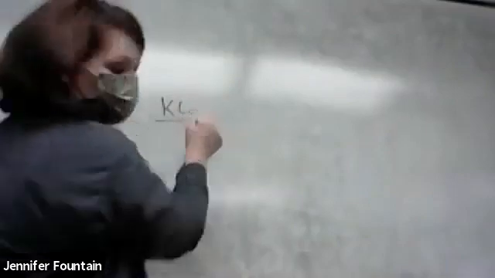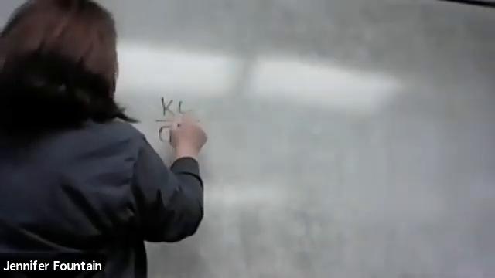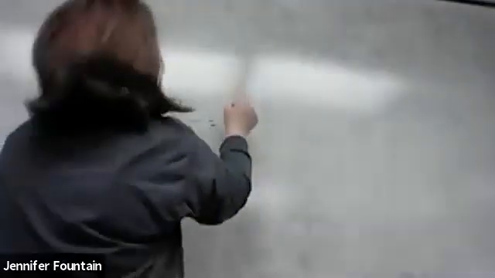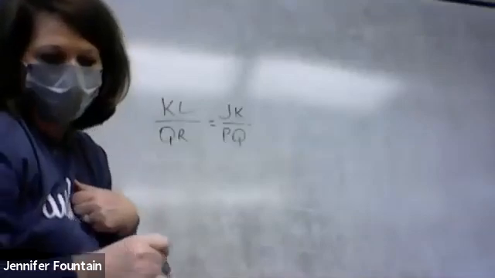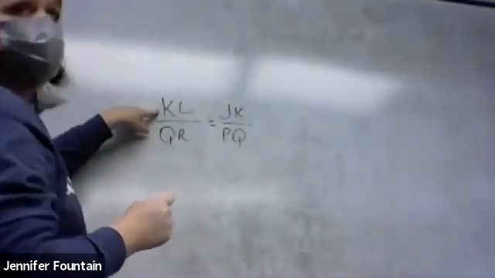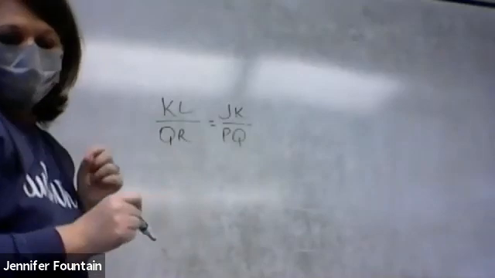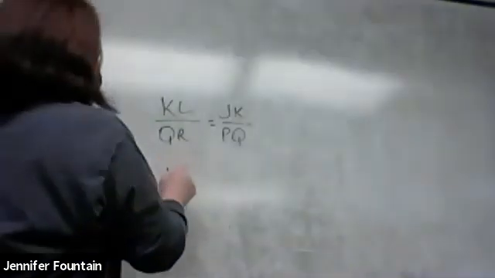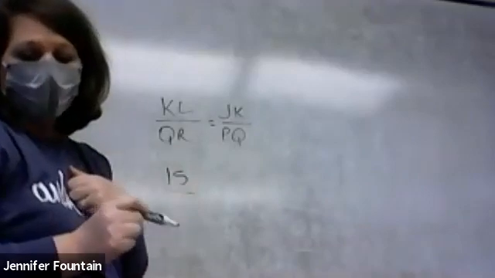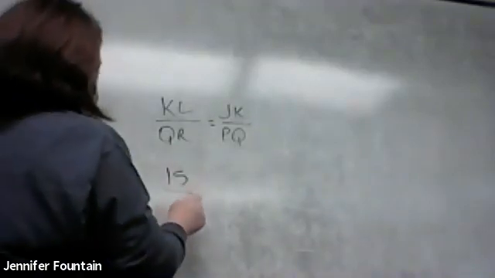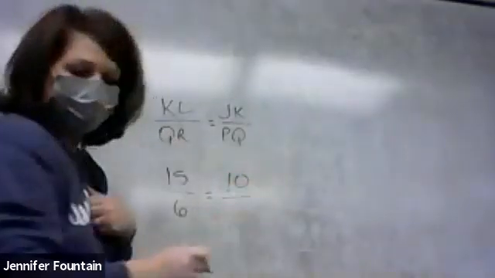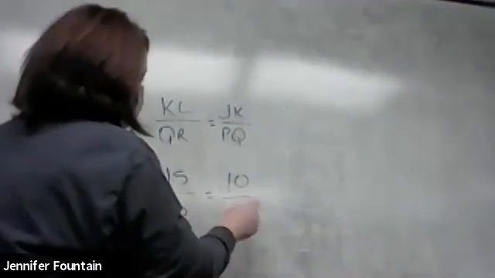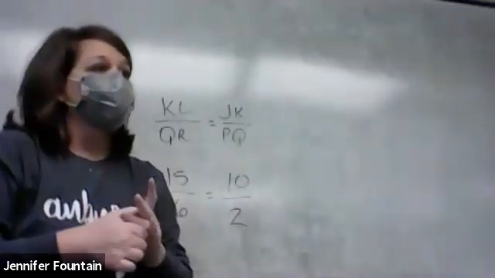All right, so we said that the first one we looked at, the example they give in the book is KL over QR is equal to JK over PQ. So when I'm looking at KL, what is the measurement of KL? 15 over, what is my measure of QR? 6 equals, what is JK? 10. Over, what is PQ? Z.